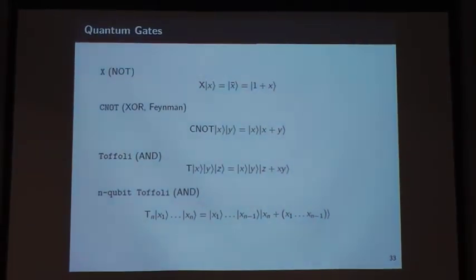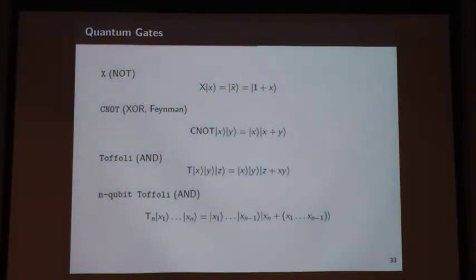You can see the name of the gate, and in parentheses there's the classical equivalent: X and NOT, CNOT, Toffoli, and n-qubit Toffoli. Now this n-qubit Toffoli is what we use. I'm just showing that there are some other things that you can do.